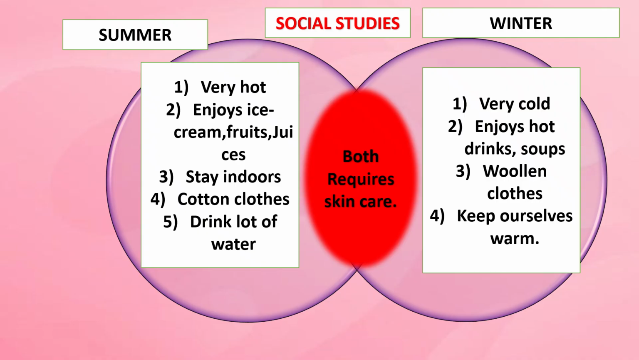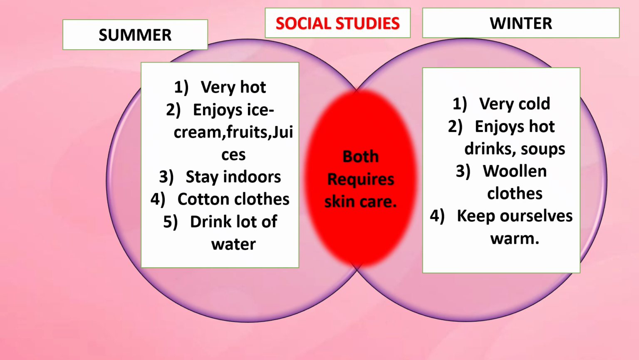When you give a Venn diagram, you can tell them to write the points on their own. Another thing, we need not write the points. Suppose you are teaching first standard, you just draw the Venn diagram and tell them to draw some pictures inside. Summer means umbrella, ice cream, fruits they can draw, indoor games they can draw. And winter they can draw as well.